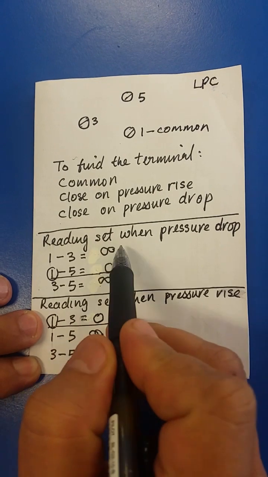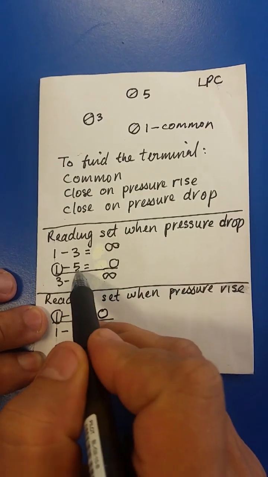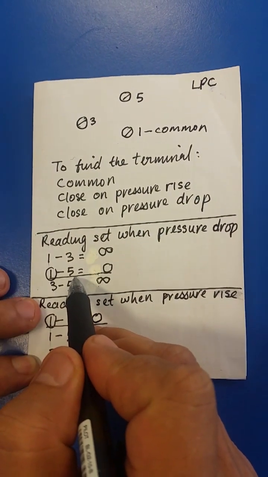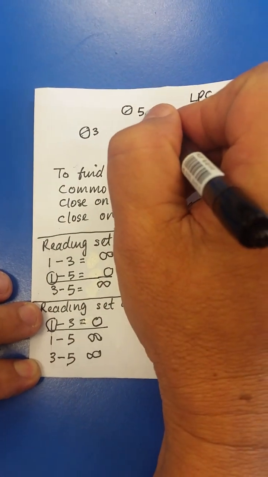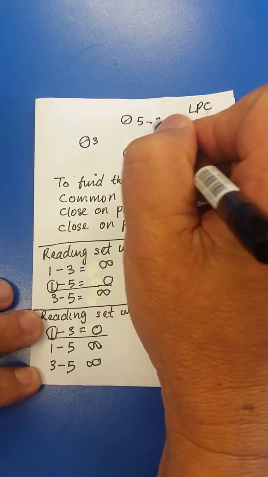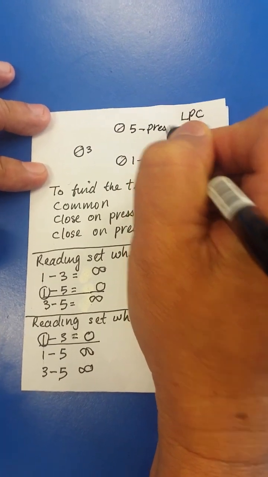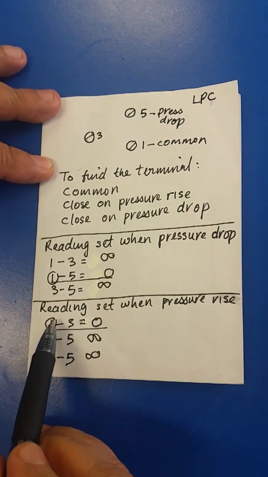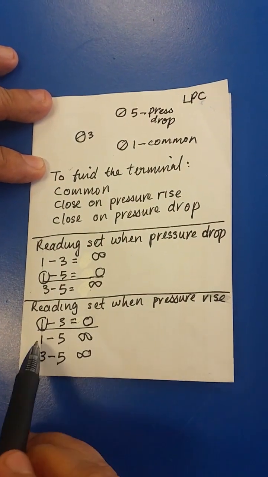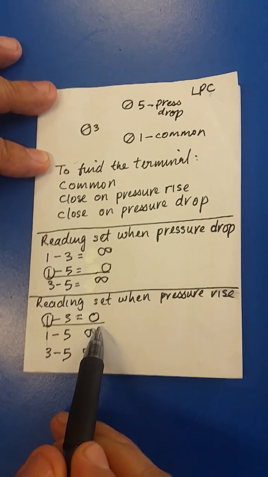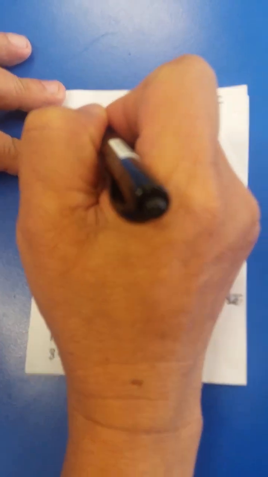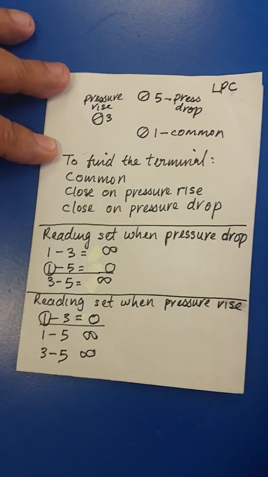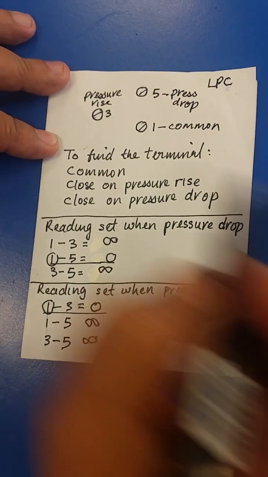For the reading set when pressure drops, number 5 will close when the pressure drops. For the reading set when pressure rises, number 3 closes when the pressure rises. So the terminal will look like this.